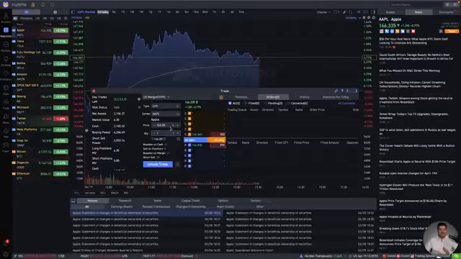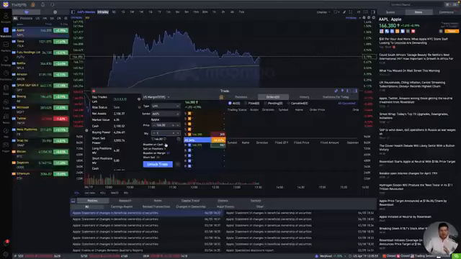So now that I've put this in, a limit trade will only be filled when this price gets to 166 or lower. It's going to be filled at 166, okay?